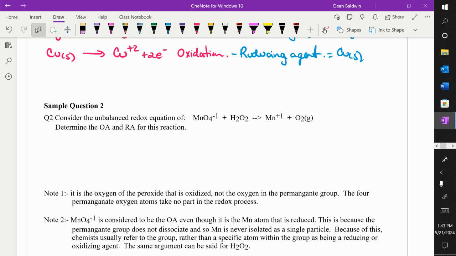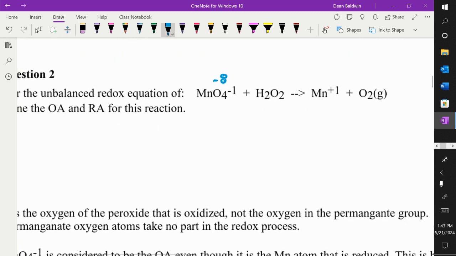We got to figure out the oxidation numbers here. So, what is the oxidation number of oxygen? It's -2. We have 4 of them, so that's a -8. So, what is the oxidation number on the manganese, the Mn? Has to be plus 7, right? Because it has to add to -1. Okay.